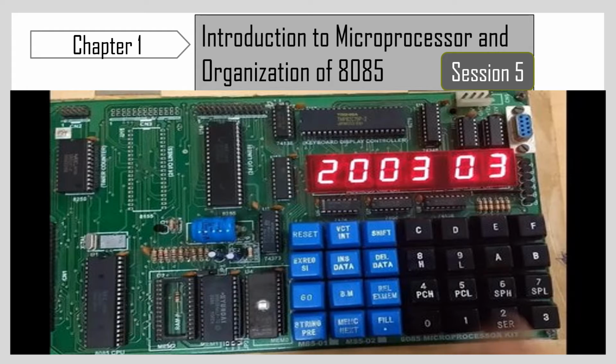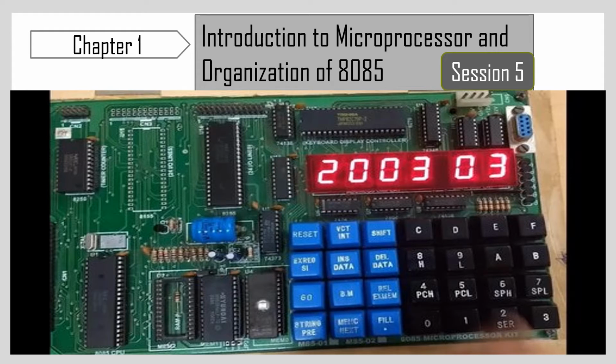Pin 21 was A8, the higher address, then A9, A10, A11, A12, A13, A14 and A15 till pin number 28. 29 was the status signal S0. 30 was ALE, 31 was write bar, 32 read bar, 33 status signal S1, 34 IO slash memory bar, 35 ready, and we have seen till 35. Now we'll see the remaining 5 pins of 8085 in detail.